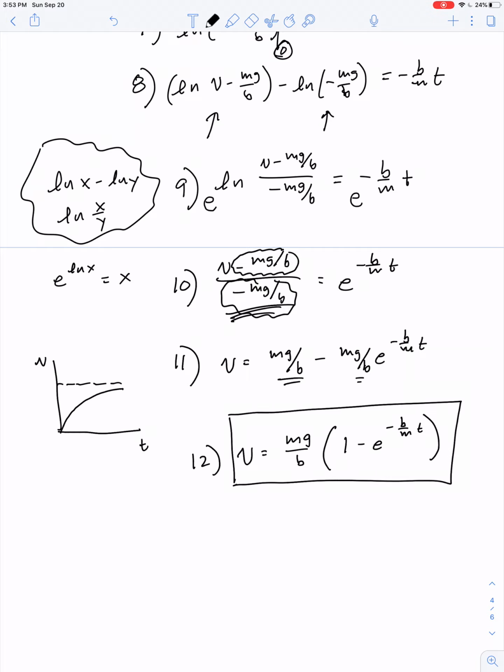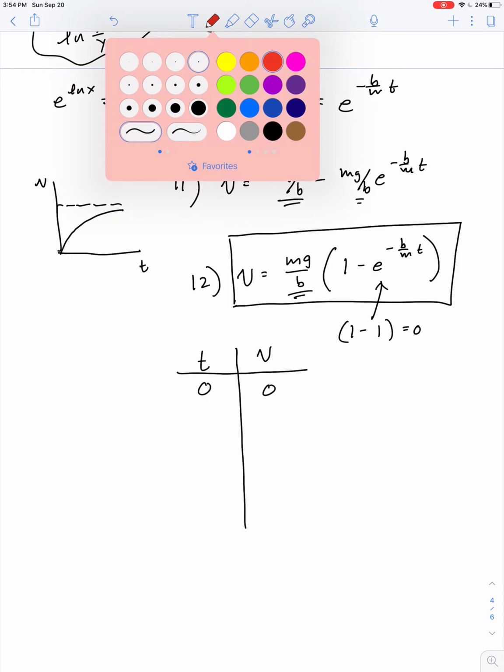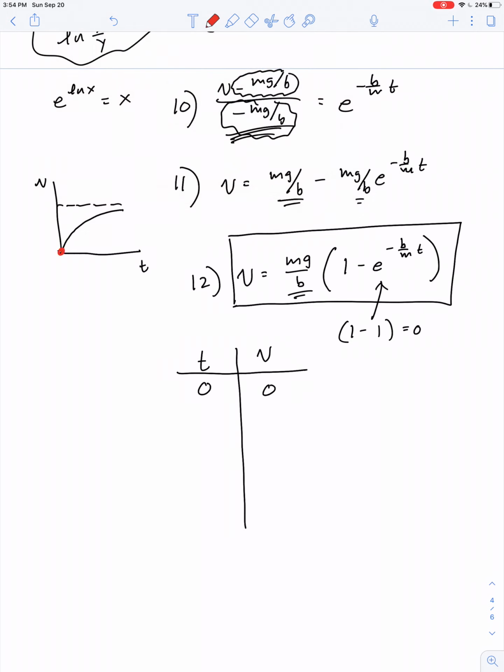So let's think about an equation of this form. Well, we'll make a chart, t and v. So if t equals 0, we're going to have e to the 0, but anything to the 0 power is 1. So 1 minus 1 will give us a 0, and then anything multiplied by 0 is still 0. So that agrees with this data point, at least.